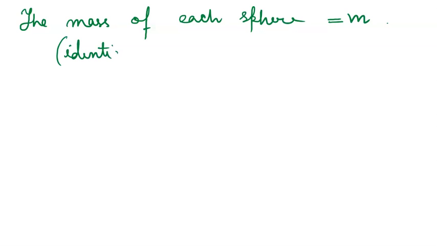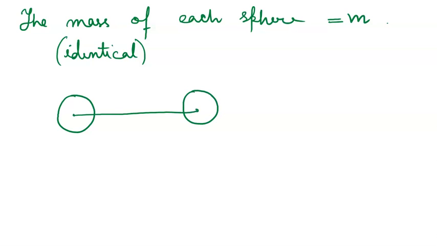It means m1 equals m2 equals m, right? So now you can see that there are two spheres with equal masses, and they are separated by a distance of 1 meter. Suppose the first sphere is placed at point A and the second one is placed at point B. So 1 meter is the separation between them and both have mass m.